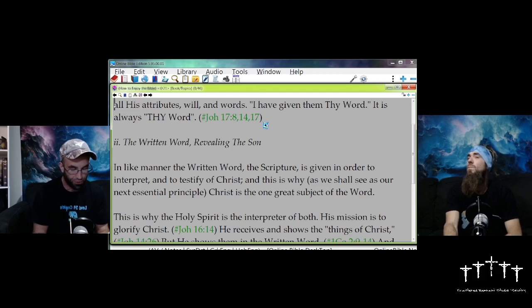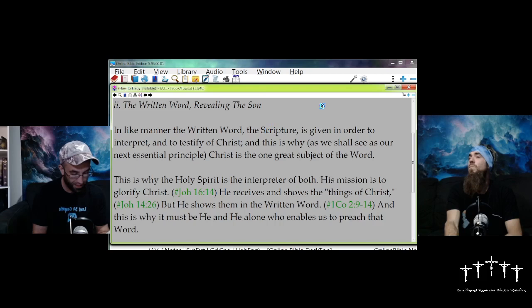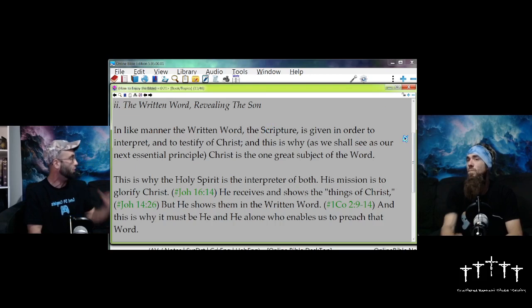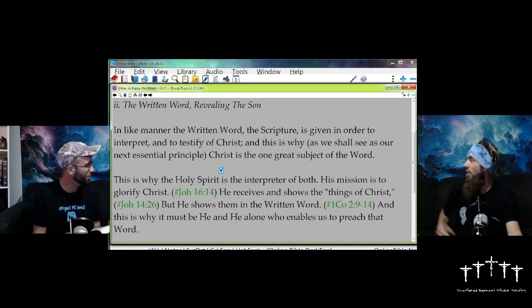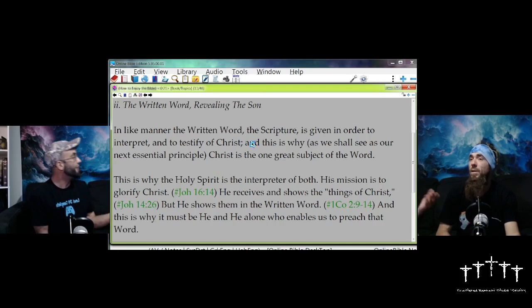And this is why we shall see as our next essential principle, Christ is the one great subject of the word, because Christ is all the way through from Genesis to Revelation. You know what I'm saying? No matter what, you can't separate the living word from the written word or the spoken word, because they all came forth with the same origination point, which is God. And realistically, there's always a reference to Christ, the person, in every book.